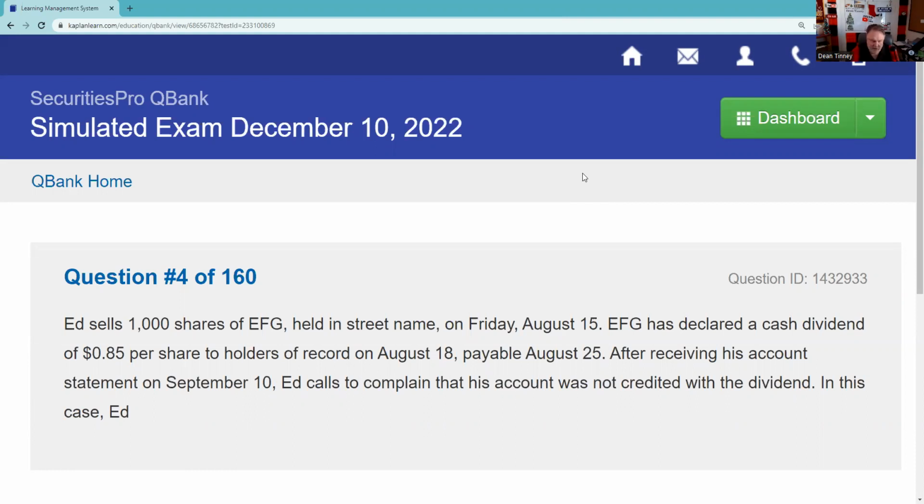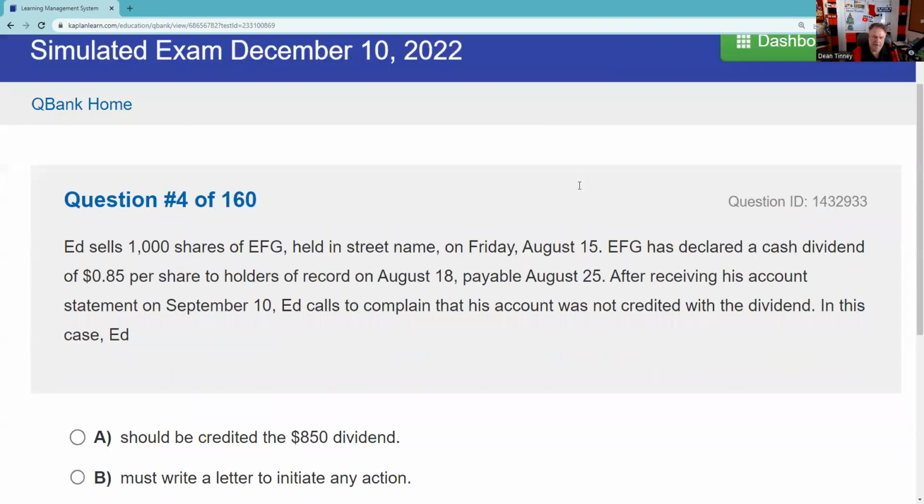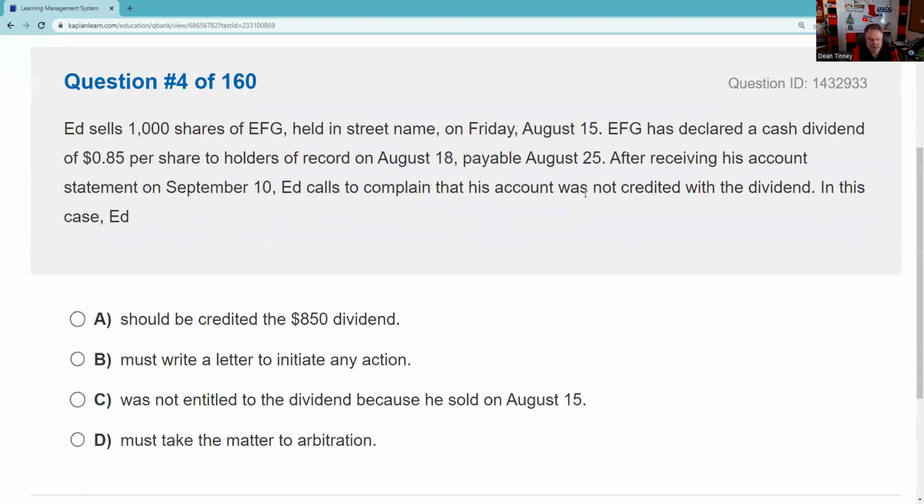After receiving his account statement on September 10th, Ed calls to complain that his account was not credited with the dividend. In this case, he should be credited the $850 dividend. Yeah, I mean, it's his money. 85 cents on 1,000 shares is $850. We tell him to write a letter? No. He was not entitled to the dividend? No, he was. As long as you get to buy the stock before the X date, you're entitled to that. Hopefully, we don't have to go to arbitration.